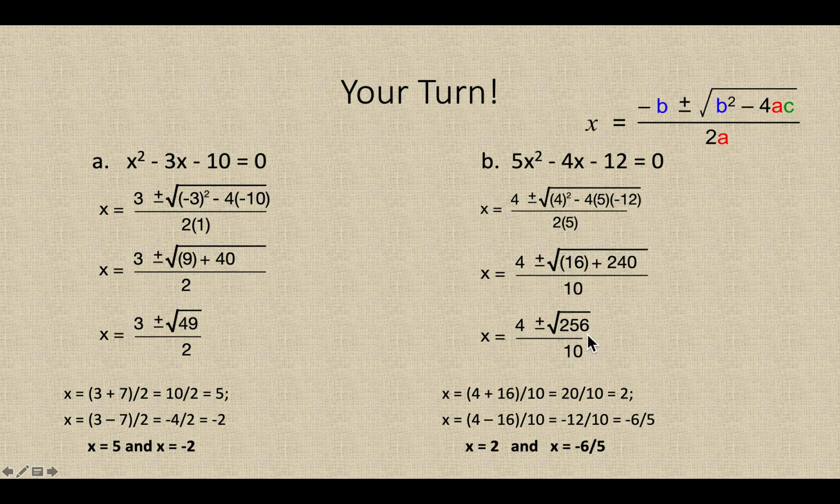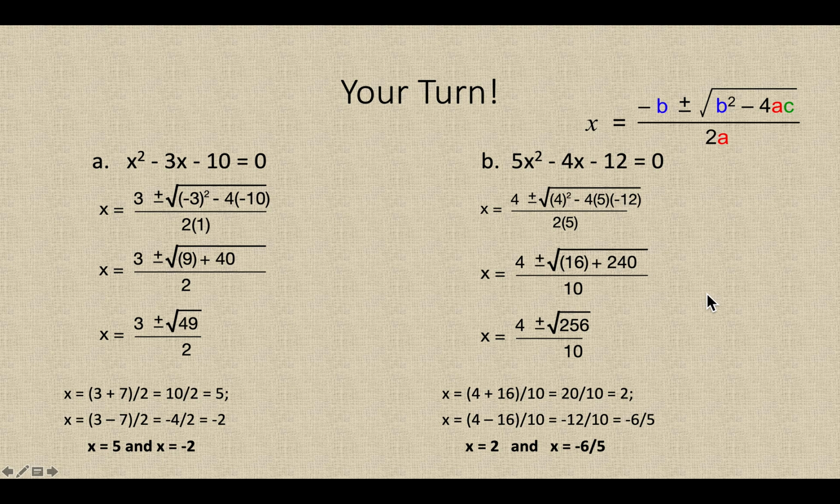And so once we get to this point, we know that the square root of 256 is 16. So we start with 4 plus 16 gives us 20, divided by 10 gives us 2. And then 4 minus 16 gives us a negative 12 divided by 10. Negative 12 divided by 10 is equal to a negative 6/5. And so our answer is x equals 2 or x equals a negative 6/5.